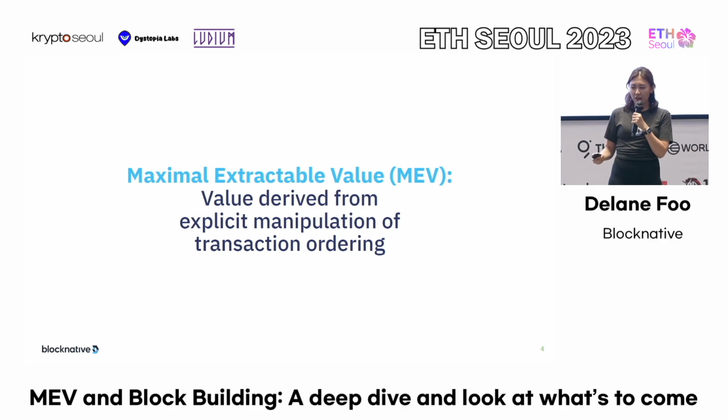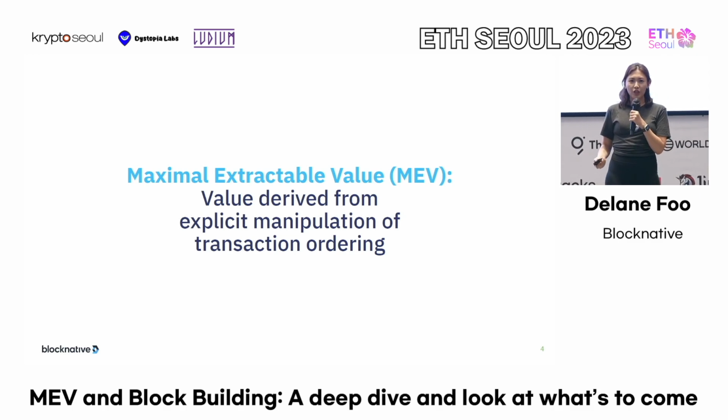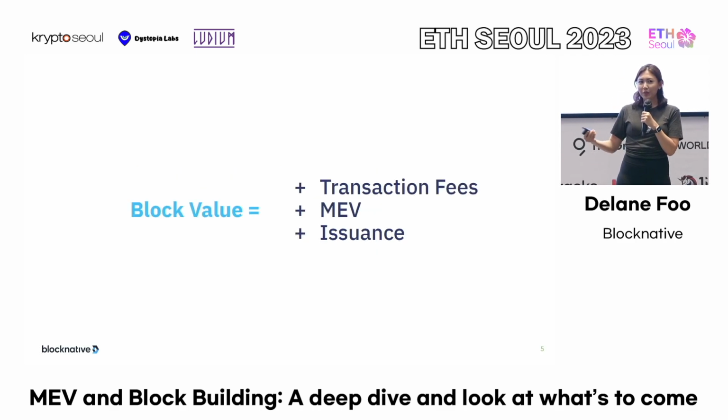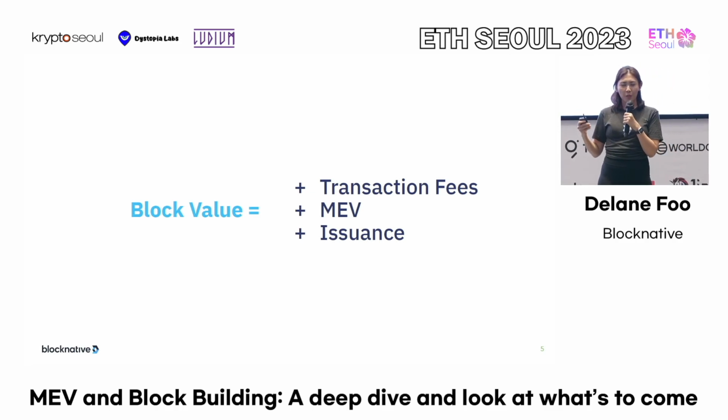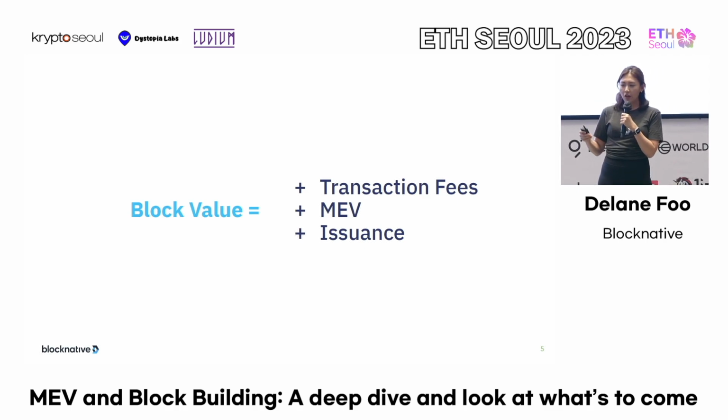So MEV, I would define it as value derived from explicit manipulation of transaction ordering. And MEV is really interesting and important at 2 levels. Firstly, the block level, and secondly, the user transaction level. So why does MEV matter at the block level? Primarily because a block's value is computed based on these 3 elements: transaction fees, MEV, and issuance.